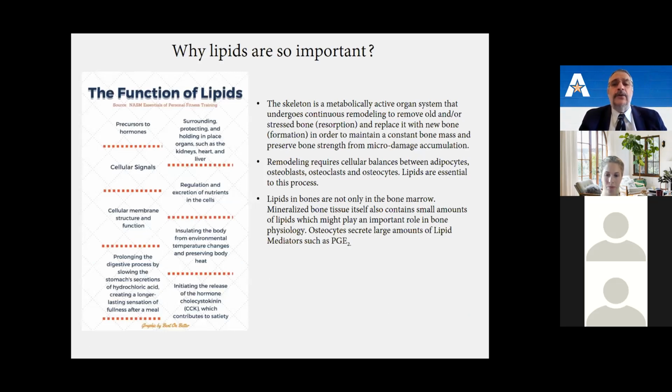I can go on and on and on, correct? Why are lipids important? They are precursors of hormones and cellular signals. The skeleton is metabolically active, with lipids in bones, not only in bone marrow. Remodeling requires cellular balance between adipocytes and osteoblasts. And so there is a host of reasons.